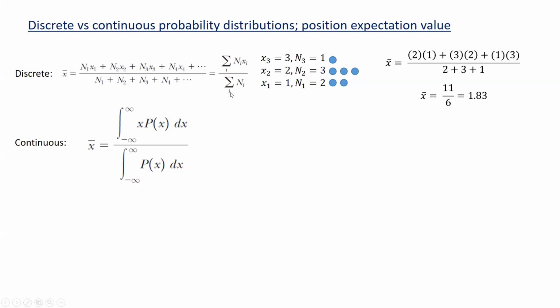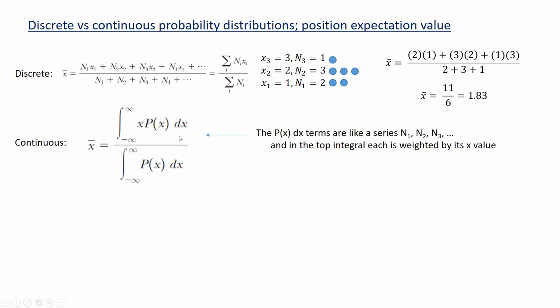Instead of summing up all of the different instances ni, we integrate over all possible values, here taken to be minus infinity to infinity, the probability. Remember, the probability is the probability density p of x times dx.